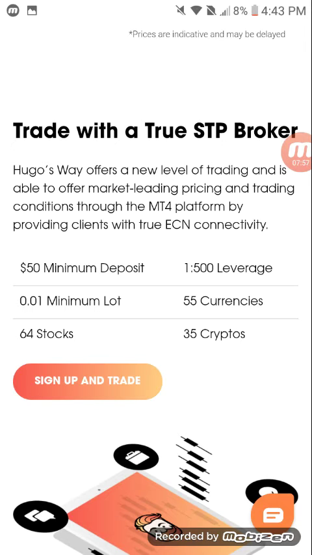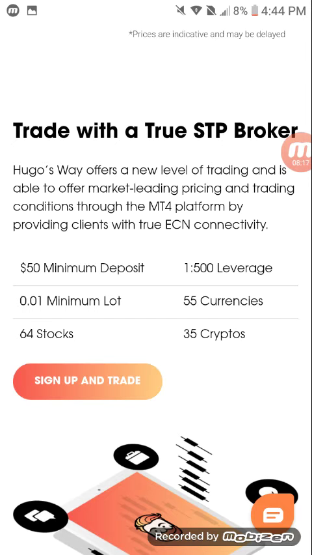Okay, the minimum lot size that you can use is 0.01. That's the minimum lot size. I'm gonna show you that. The minimum lot size is 0.01, the minimum deposit is $50. I'm going to show y'all that. We're going to be using Cash App. I don't use Instacoin no more, I use Cash App now.